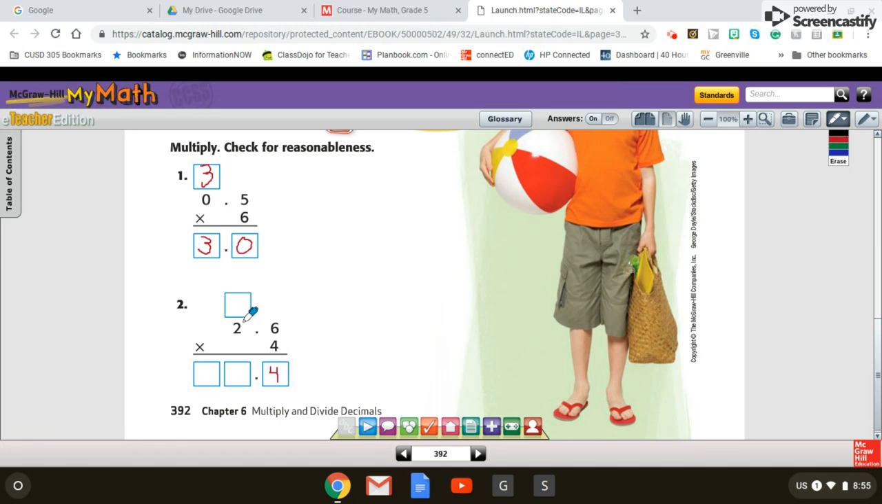6 times 4 is 24, carry the 2. 4 times 2 is 8, plus 2 is 10. There's one place after the decimal point in our problem, so there's going to be one place after the decimal point in our product. So we go over 1, place our decimal point, 10 and 4/10 is our answer. Okay.